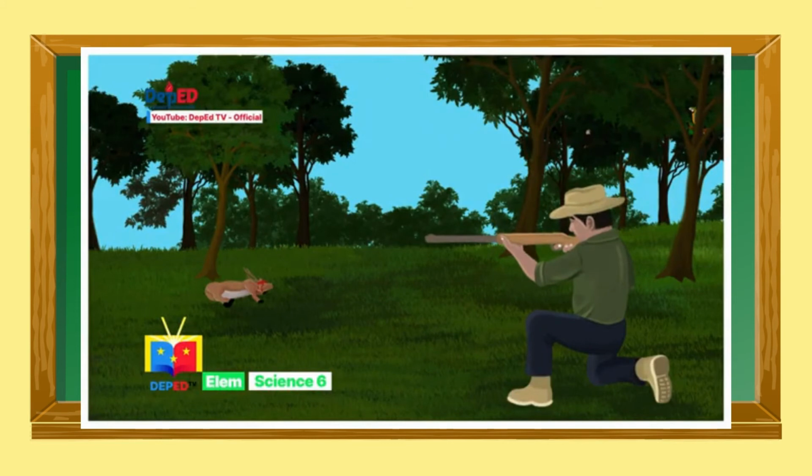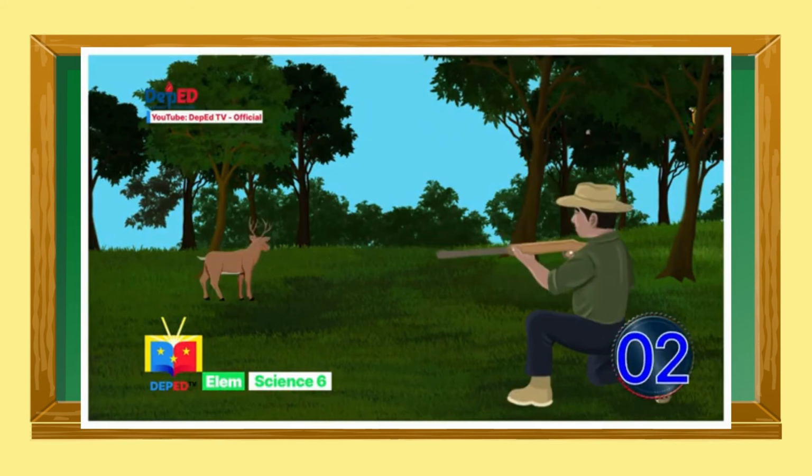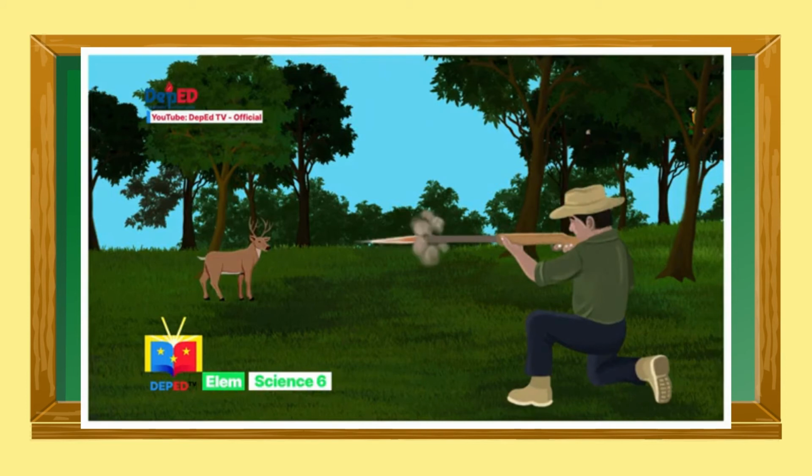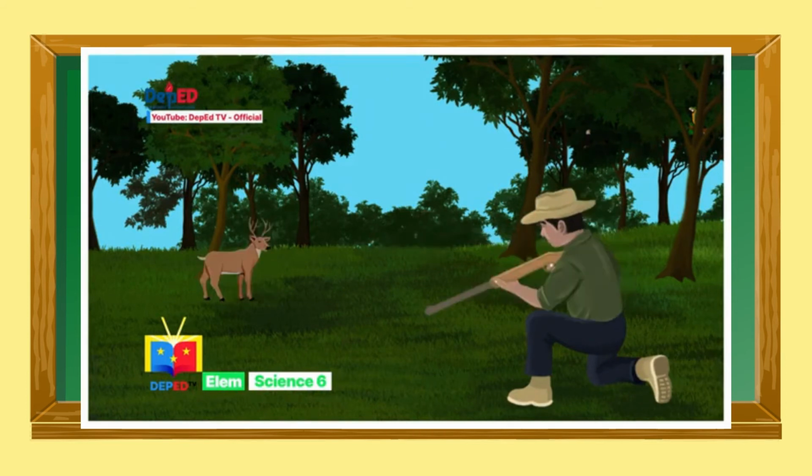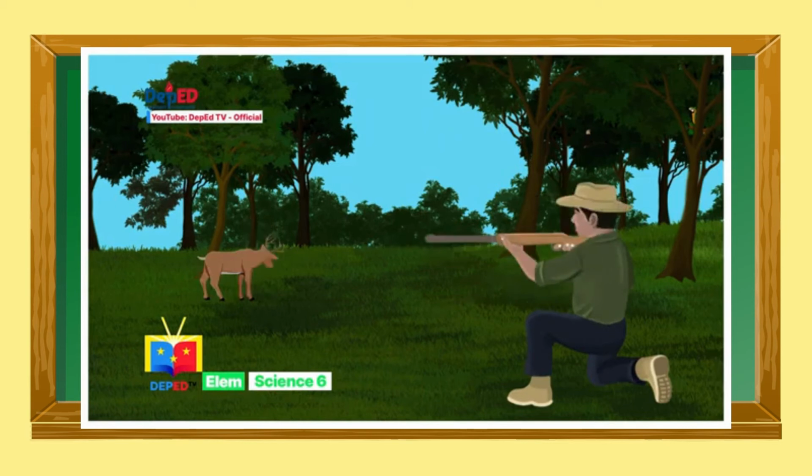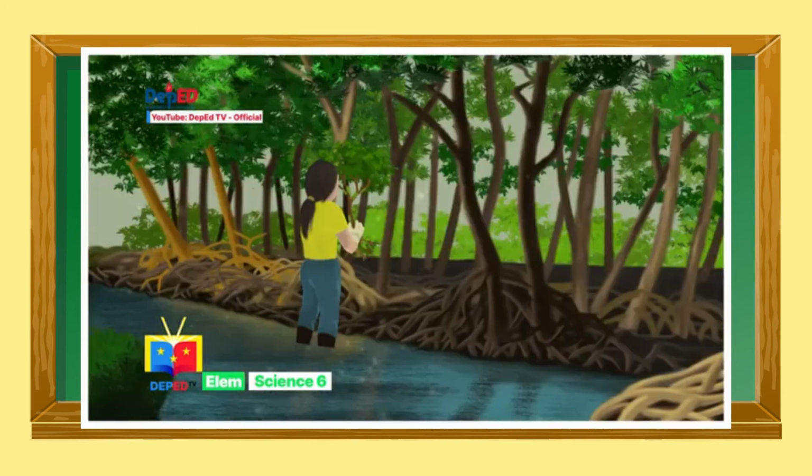What can you say about this? That's good. Hunting of wild animals in the forest is prohibited. This is because many of the wild animals have become extinct and endangered. Limitless hunting of wild animals in the forest destroys the balance of our ecosystem.